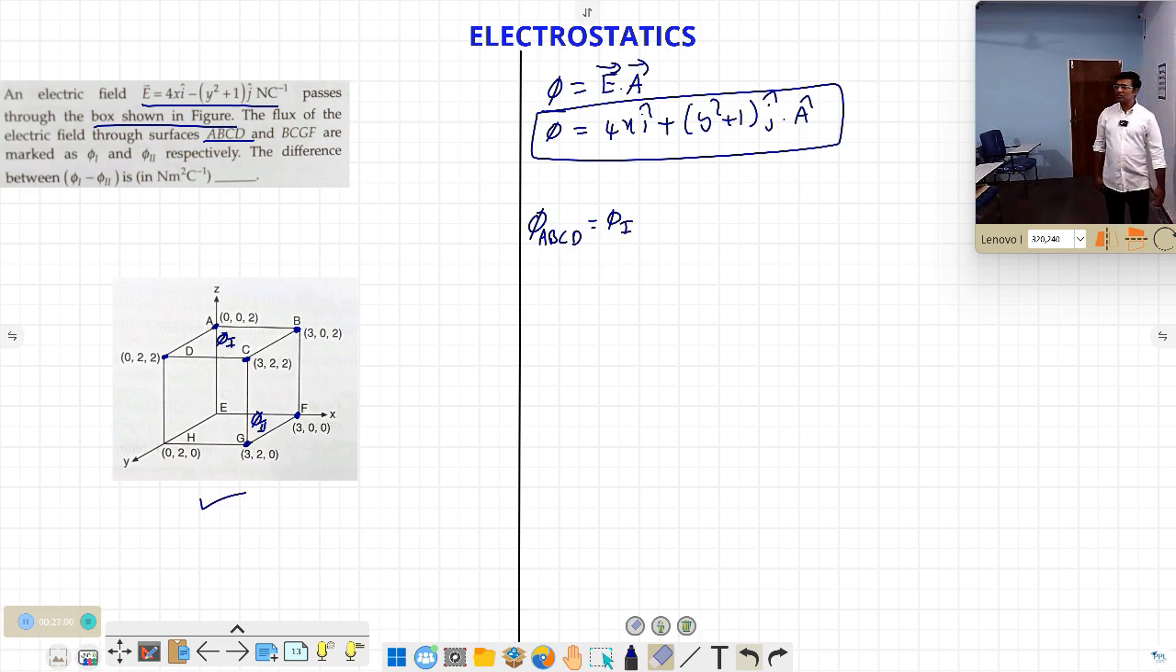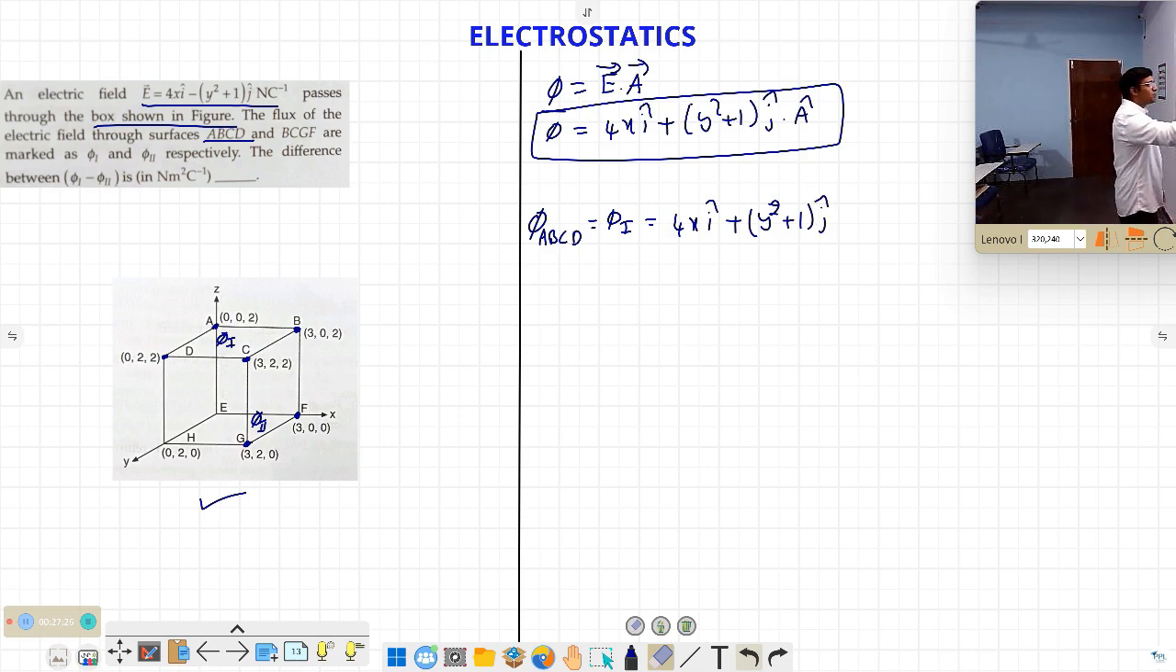Flux across the first face we can write. So what is the flux across the first one? The flux across the first one is equal to nothing but E dot A. What is the electric field here? The electric field in this case can be written as (4x i cap plus (y square plus 1) j cap) dot area.